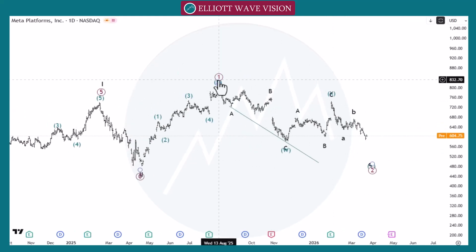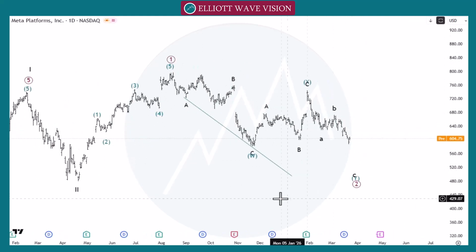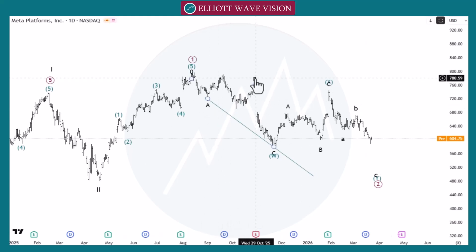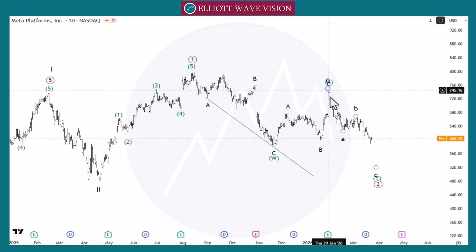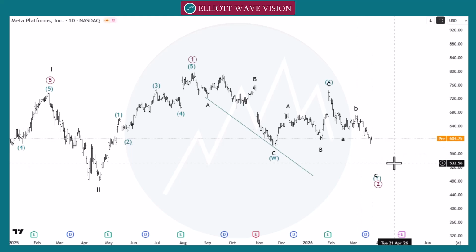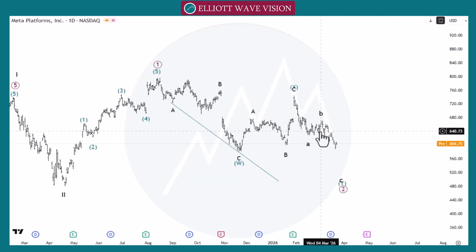So after this brown wave 1, we count this structure as a B and C as a W, then X, then market give us this move as a wave A, wave B. Now we are looking for this move as a wave C towards the bearish side. Market give us the proper classic trading level pattern at 650. 650 belongs to the start of group 2.